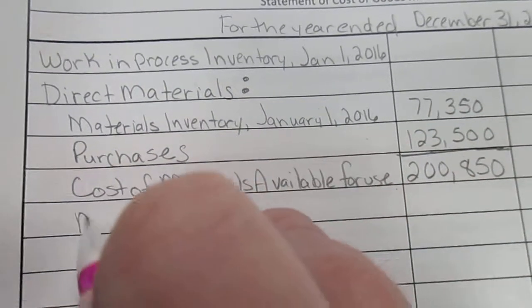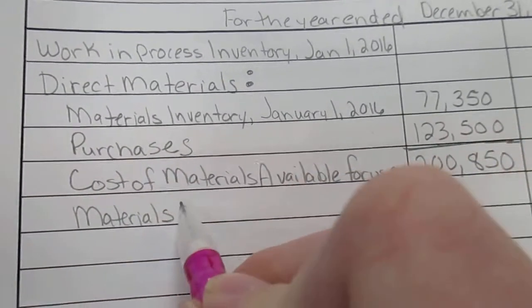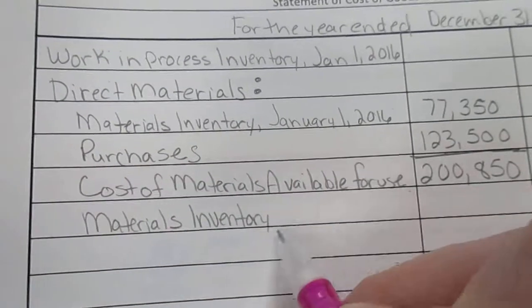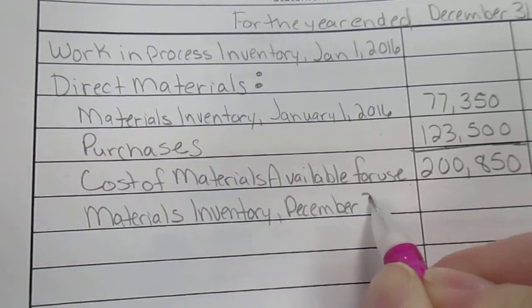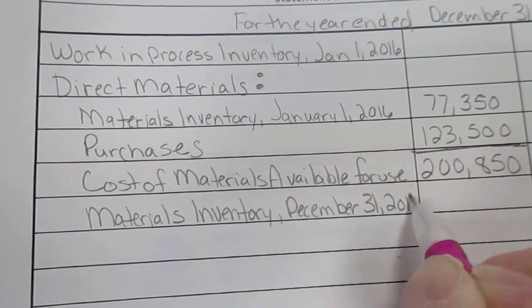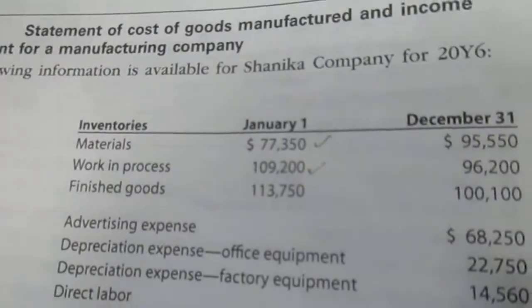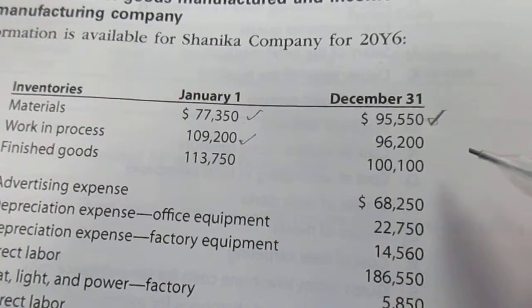Now the next thing we're going to list is our materials inventory again, but this is going to be our materials inventory at the end of the year. So how much did we have when the year ended? So December 31st. And if we look in our textbook, it tells us materials on December 31st was $95,550.